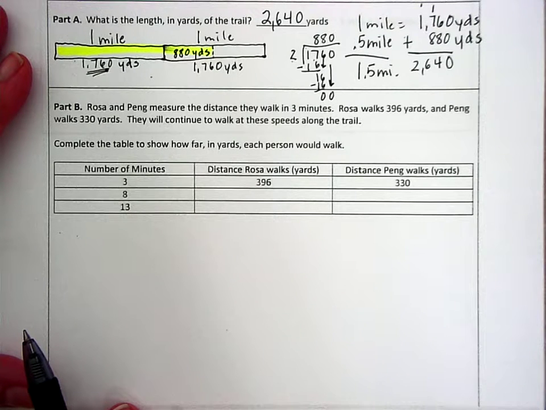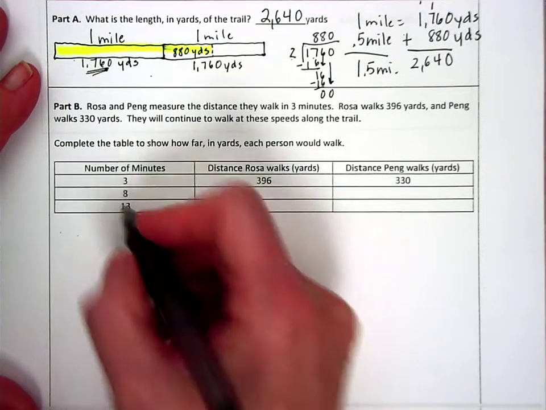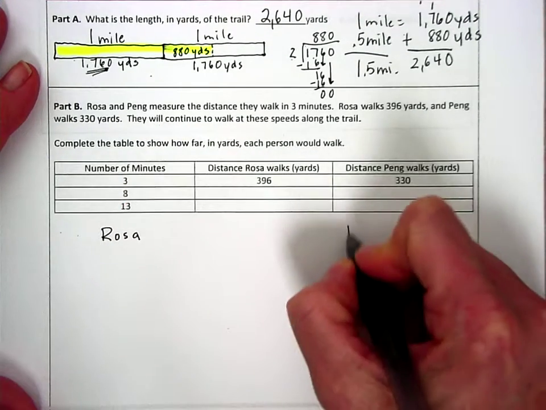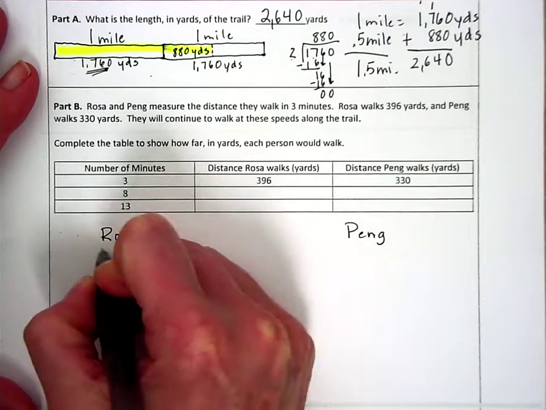Rosa and Peng measure the distance they walk in 3 minutes. Rosa walks 396 yards and Peng walks 330 yards. They will continue to walk at these speeds along the trail. Complete the table to show how far in yards each person would walk. Okay, so let's organize ourselves. Let's do Rosa over here. Let's do Peng over here.